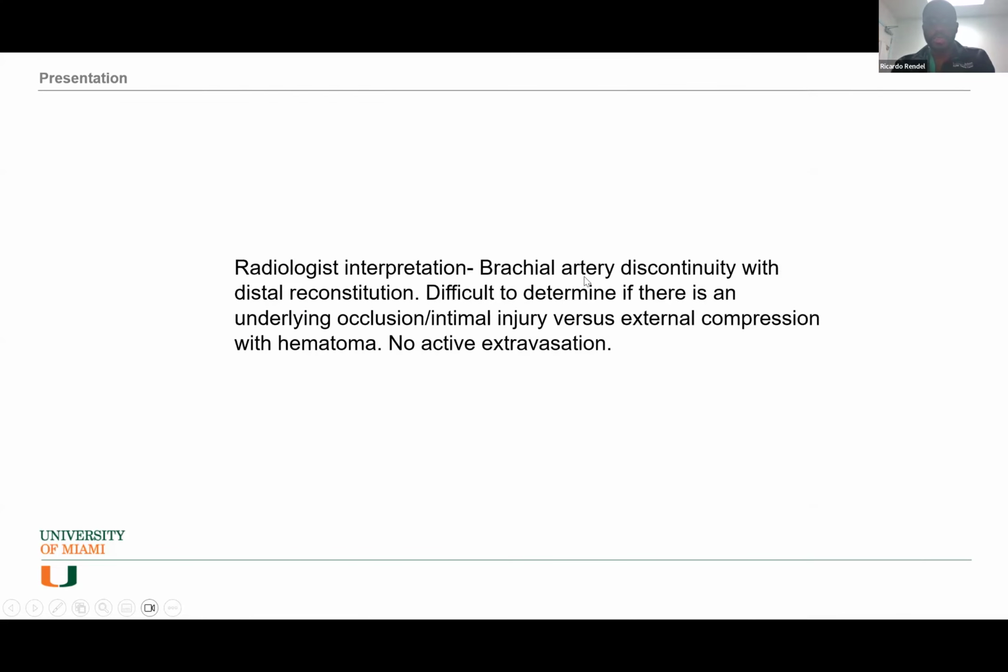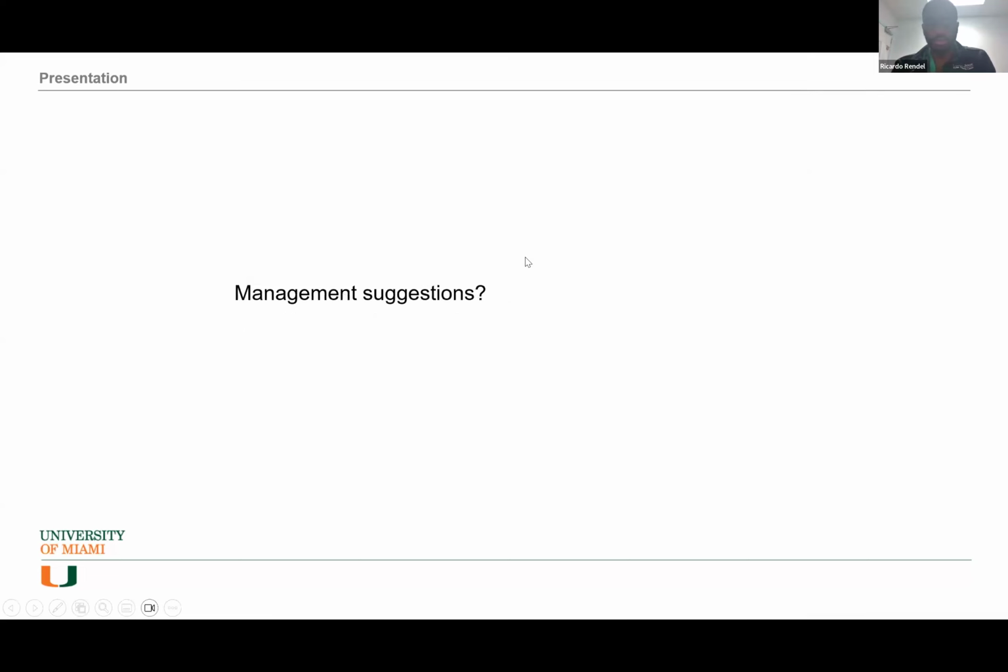So the radiology read this as brachial artery discontinuity with distal reconstitution. They were unable to determine if there was injury or external compression, but there was no active extravasation noted. So based off of the CT, any differing management strategies?